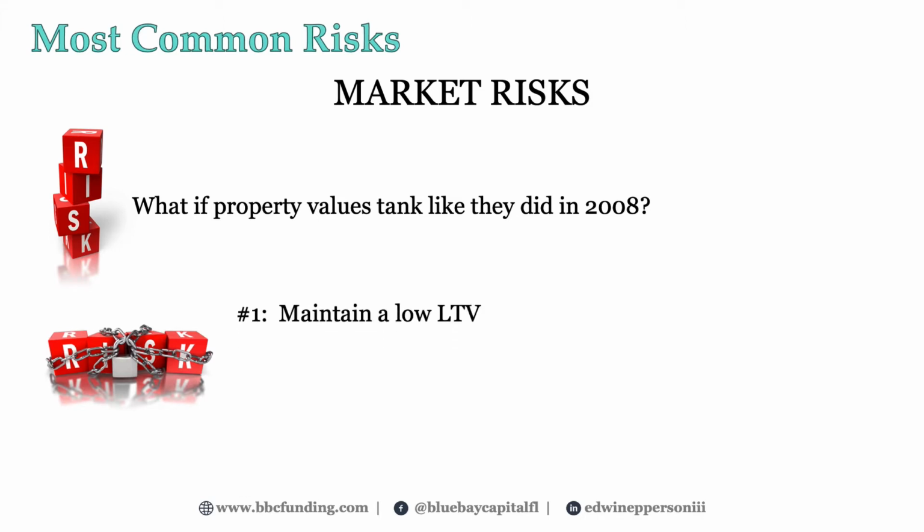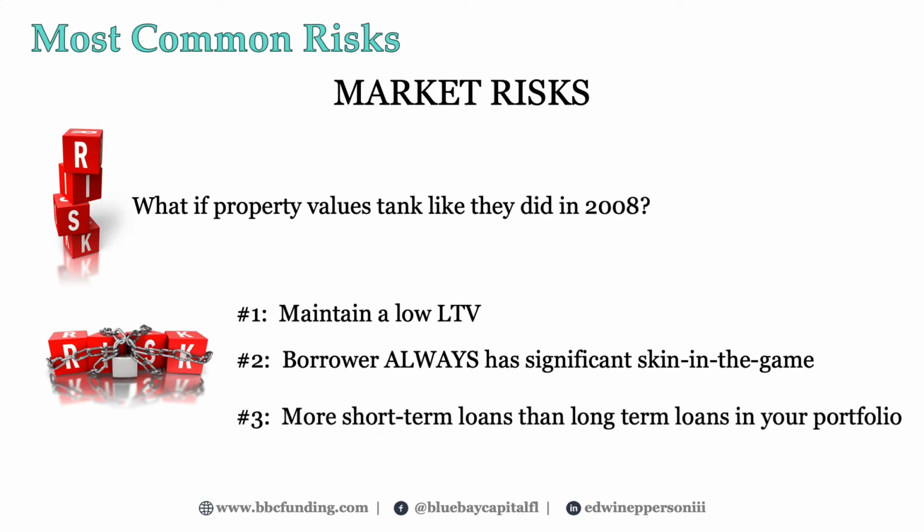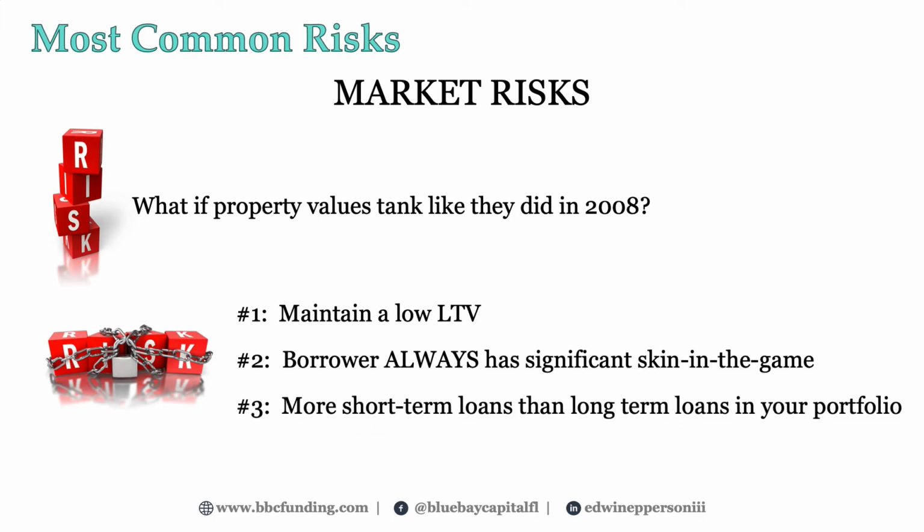Number one, you can maintain low loan to values, meaning if the property is worth $100,000, you're only going to lend $50,000 or $60,000. That is a 50 to 60% loan to value. So that's a low loan to value. You can also ensure that the borrower always has significant skin in the game. Skin in the game is another word for down payment or capital at risk, whatever the case may be. You want to make sure that the borrower has something significant to lose if they decide to walk away from the project. Also, you want to do more short-term loans than long-term loans. Have more short-term loans in your portfolio than long-term loans.